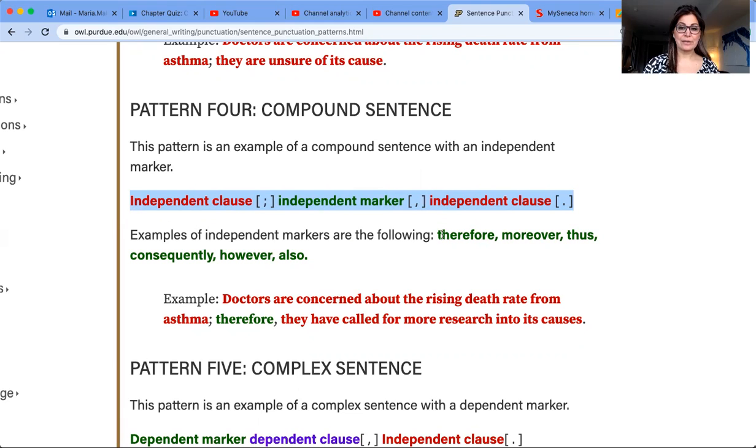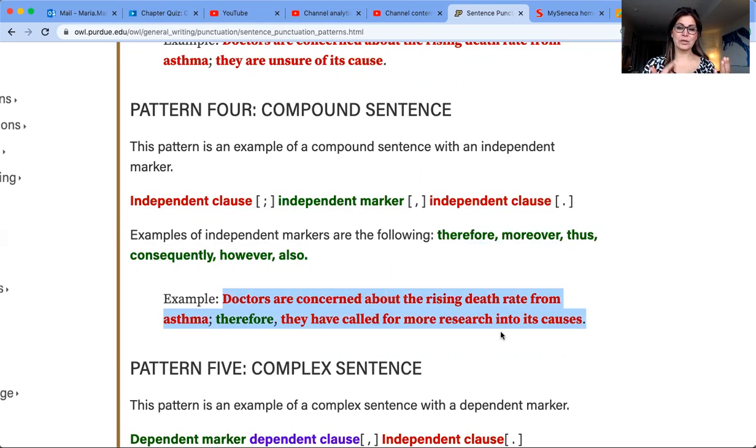We have some conjunctions such as therefore, moreover, thus, consequently, however, and also. If you have any of those, you must have both punctuation marks applied: a semicolon before the conjunction and a comma after. Don't forget the period at the end of a sentence. For example, in here, we have a semicolon before therefore, which is the correct punctuation. We have a comma after, and we have a period at the end of your sentence.